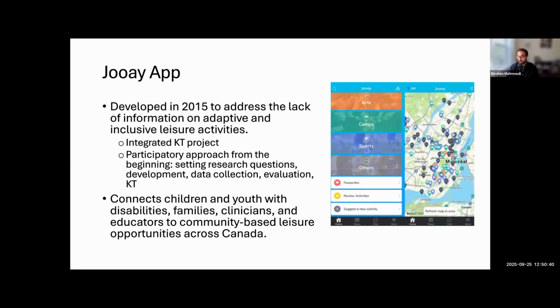So that's how the Jouer app was born, by Dr. Kiyoko Chicago in 2015, as a response to the lack of access to information about adaptive and inclusive leisure activity. It was developed through an integrated KT project and participatory approach. As you can see on the image on the slide, it connects children and young persons with disabilities, parents, clinicians, and educators to different leisure opportunities such as arts, camps, sports in their communities all across Canada.